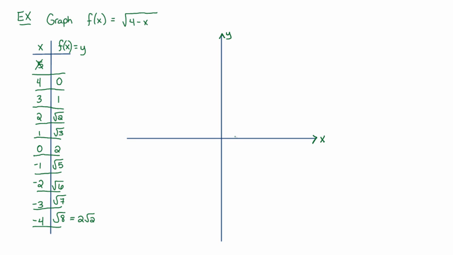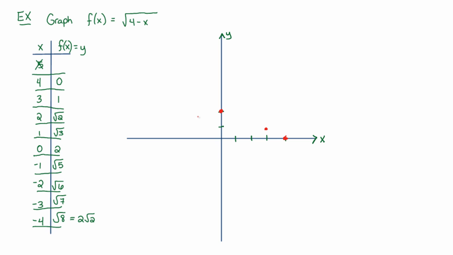So I create my axes. I'll go over 1, 2, 3, 4, and this will be my point 4, 0. I'll put that in red. And then 3, 1. Let me go ahead 1 on my x-axis here. 3, 1 is right here. And then the next most convenient one is 0, 2. So let me go ahead and plot that as well.